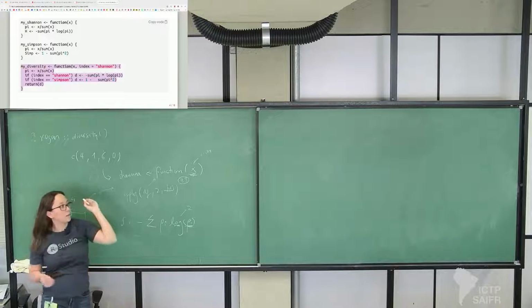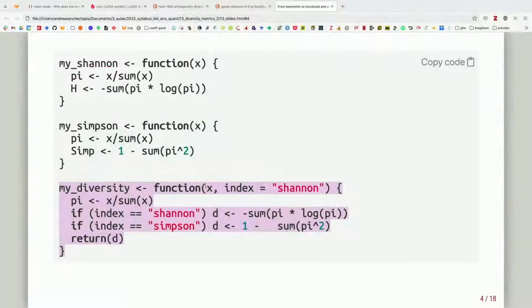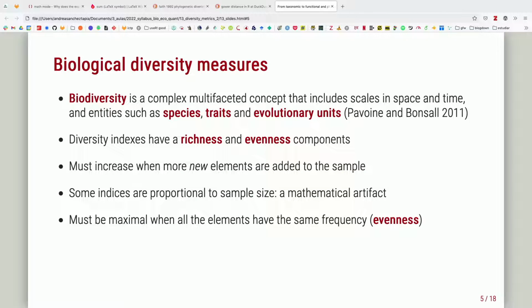And the code is in the repos. But last time I didn't even start with what biological diversity means. So today will be a little bit more talkative, and tomorrow we do a little bit more code.